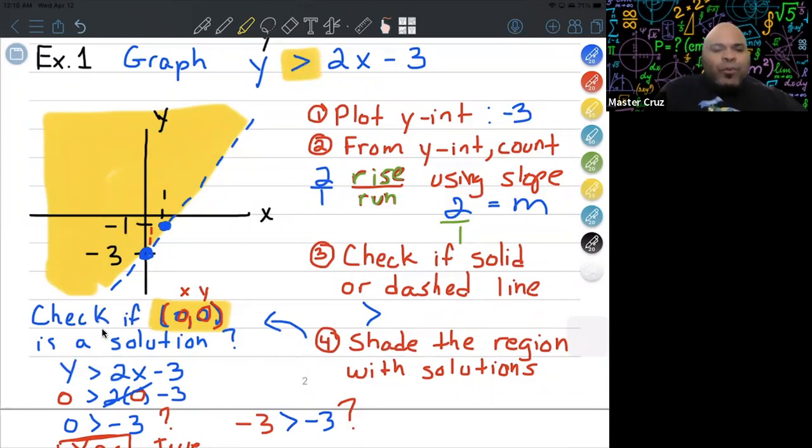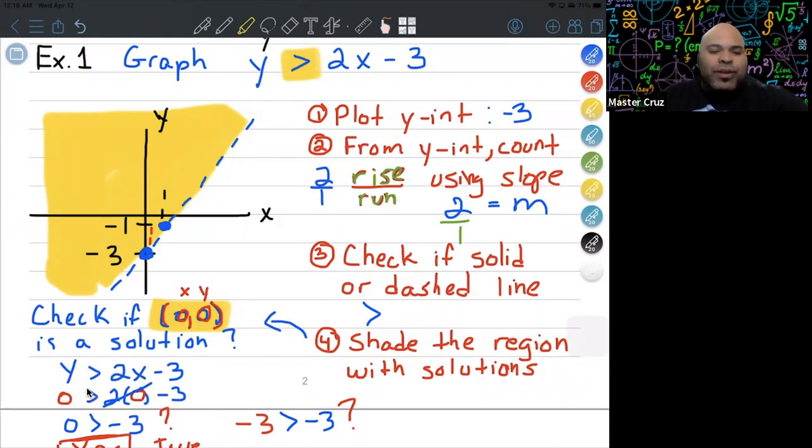Well, I wrote it here for you. You could check if 0, 0 is a solution. You can always do this. How can you check if 0, 0 is a solution? Well, what you do is very simple. A lot of students prefer this way. So you just write 0, 0, and then you go to your original problem, y is greater than 2x minus 3. So I rewrote it here. And instead of y, I'm going to replace y with 0. And instead of x, I'm going to replace x with 0. And then I'm going to simplify.